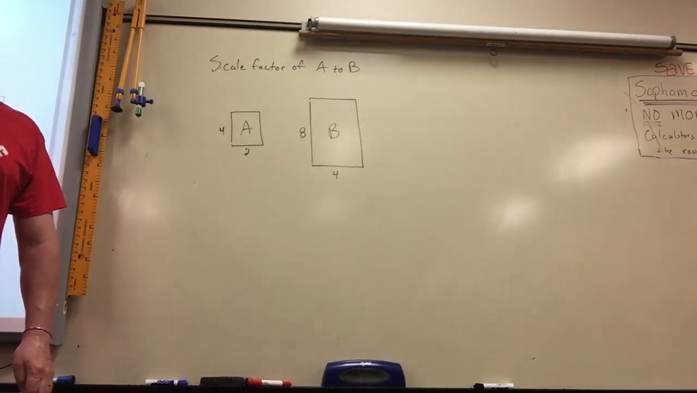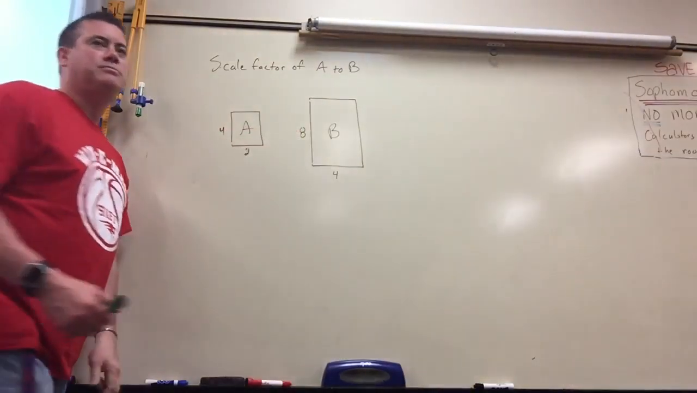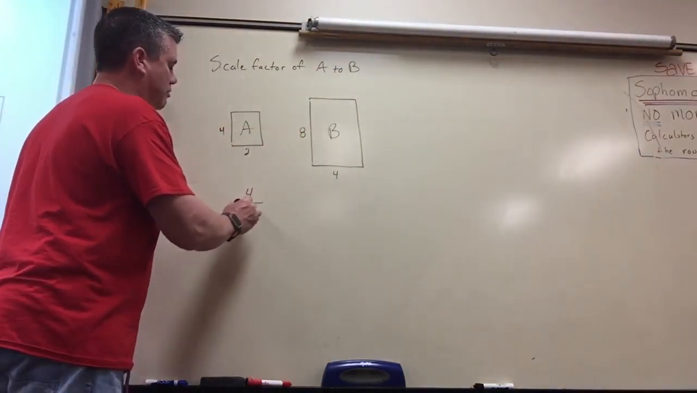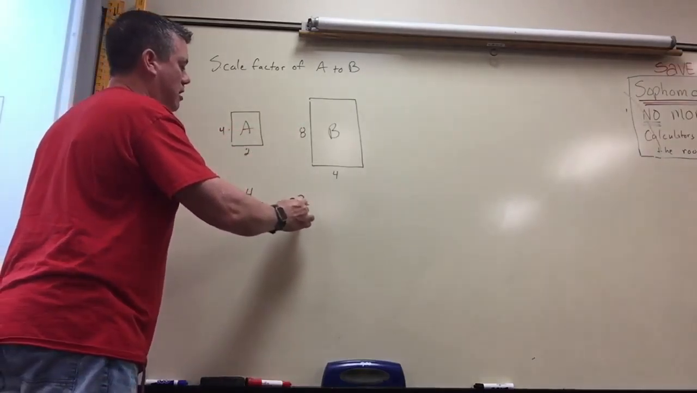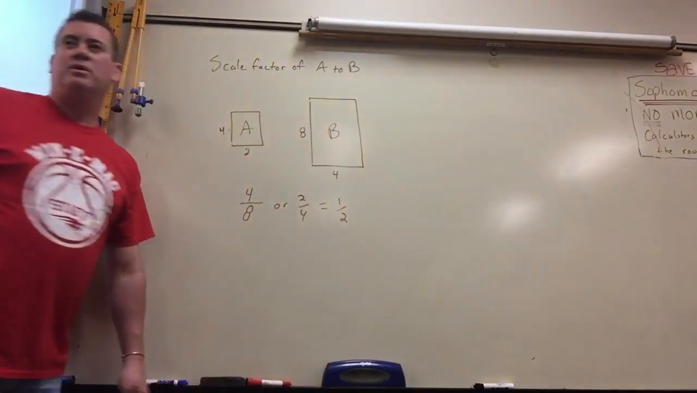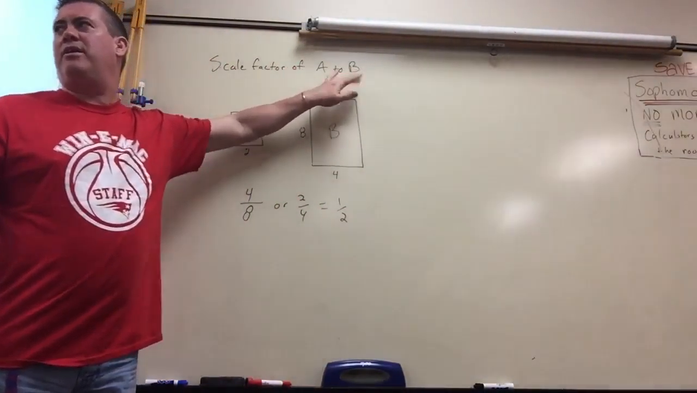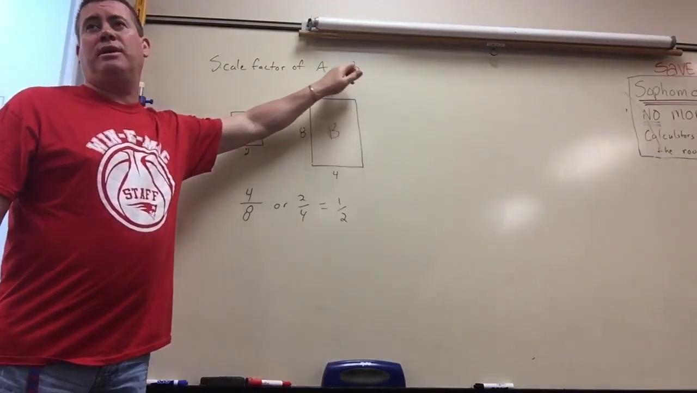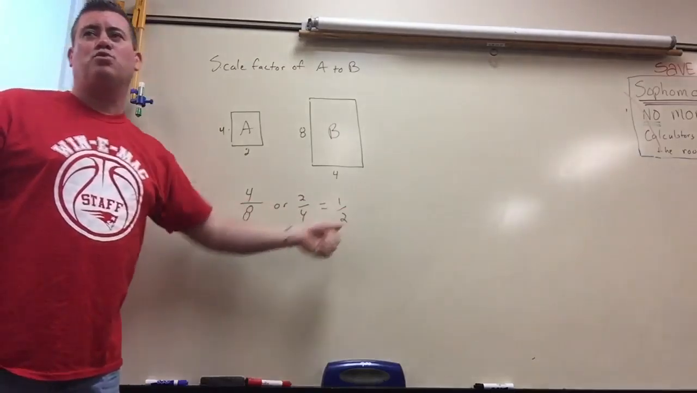Scale factor of A to B means you take a side of A, 4 to 8, or 2 to 4. You can either do 4 to 8 or 2 to 4 because they each equal 1/2. So the scale factor of A to B, this is key right here. They tell you what order to do it in. Alright? So the scale factor of A to B is 1/2.